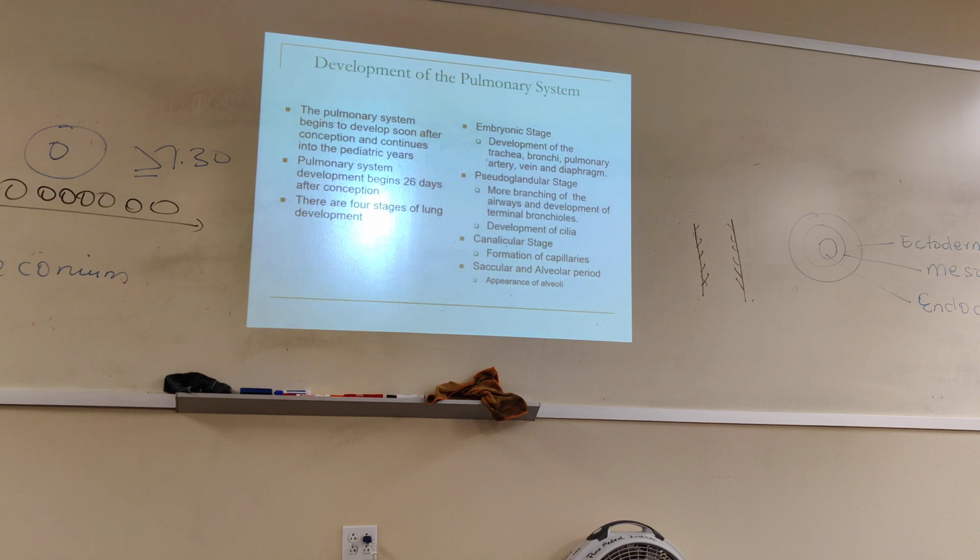And then after the pseudoglandular stage, we have the canalicular stage. That stage is characterized by the formation of capillaries, mainly capillaries. And then we have the last stage there, the saccular and the alveolar period. And this is where the alveoli begin to form. Okay, like I said again, the alveoli formation will continue through the pediatric years before you get enough, and then the blood gas will begin to look like ours.